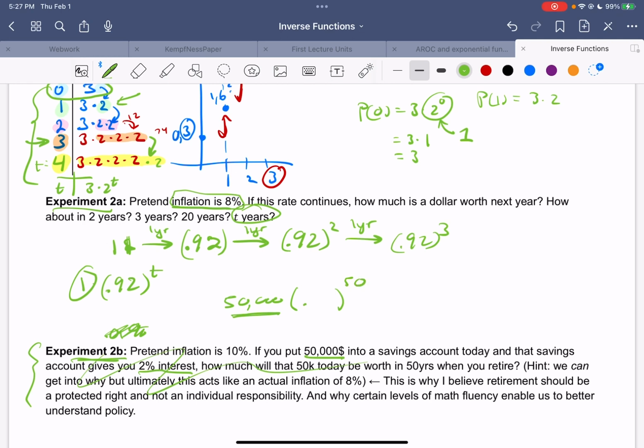Okay, 50 years. Well, you have to do 0.92 to the 50th power. And in class, someone computed that, and they said it was $773, and I don't really care about how many cents there are, okay? So now your bank account won't show $773. Your bank account will show something bigger than $50,000. But because of inflation, the buying power of that $50,000 is as if you only had $773.